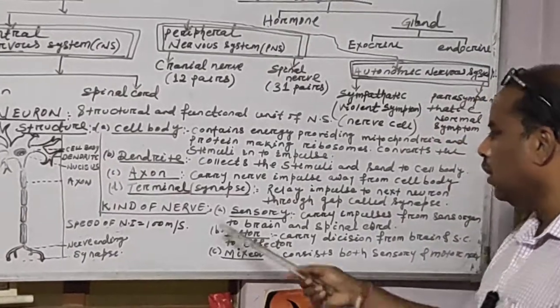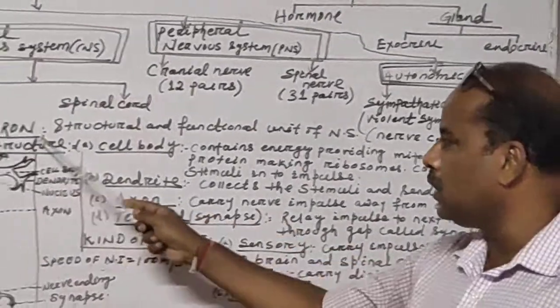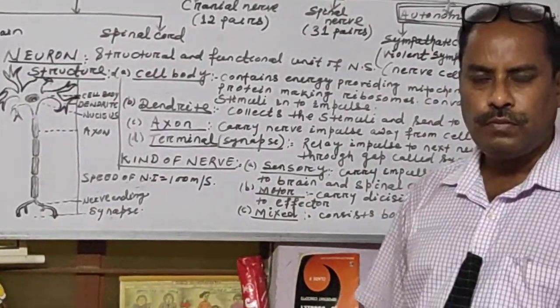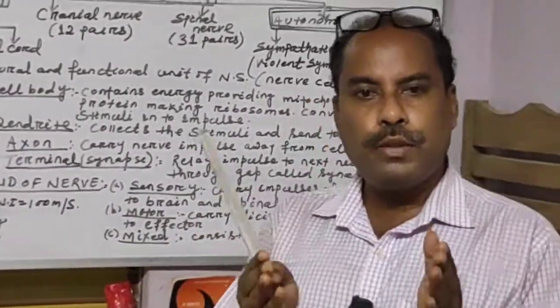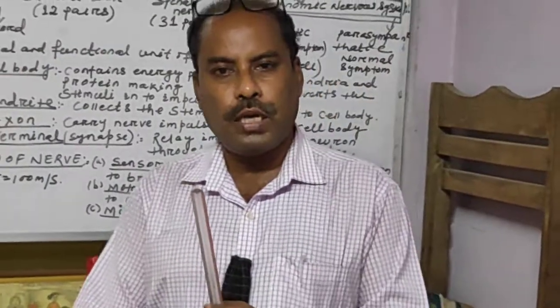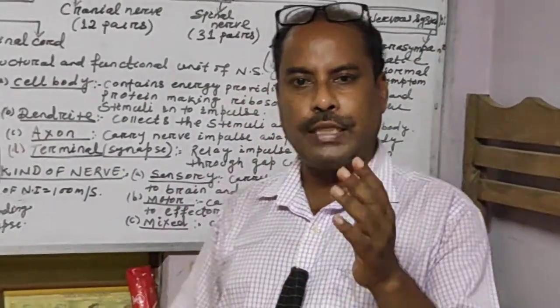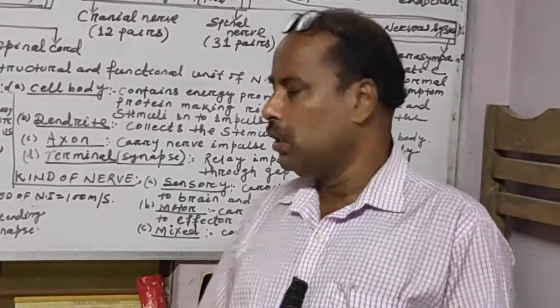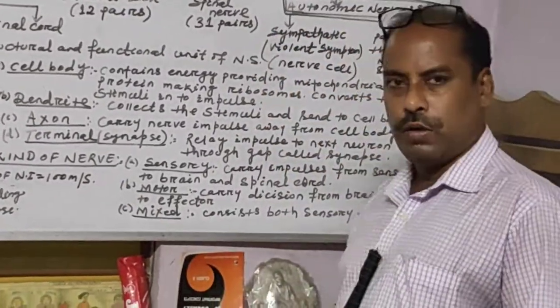Now, besides this, there are different structures of neurons. There are 3 types of neurons in our body. What are they? The first one is known as the sensory neuron, the second is known as the effector neuron, and another is known as the mixed neuron.